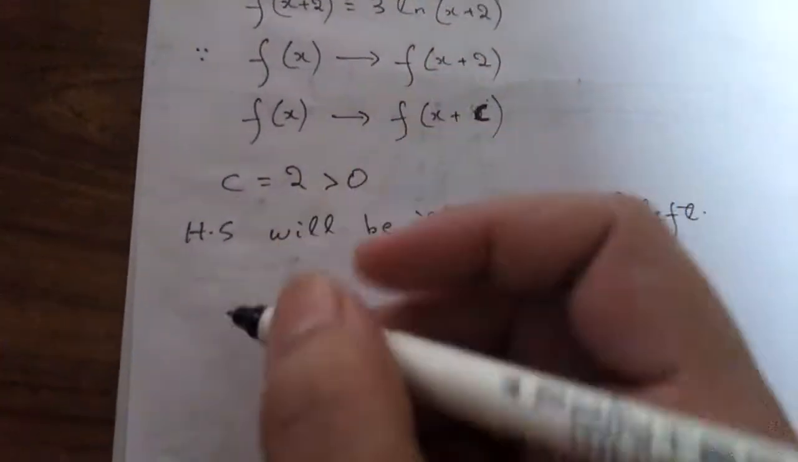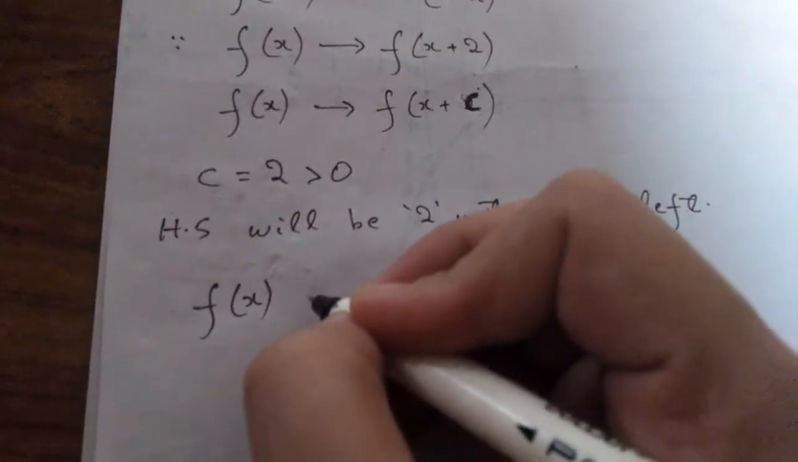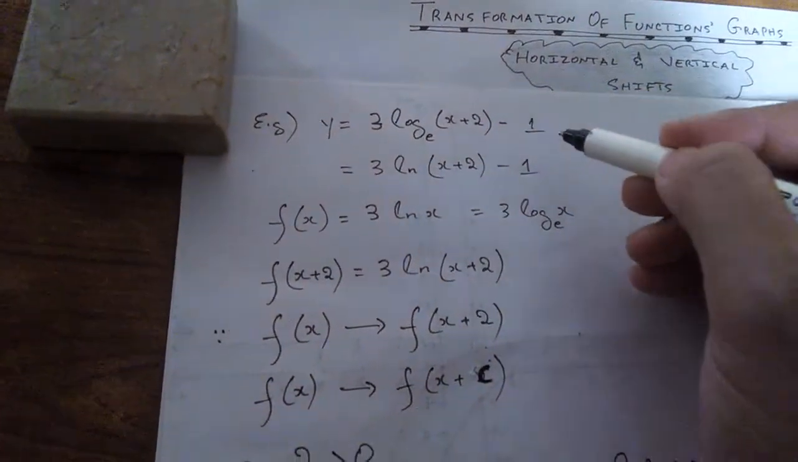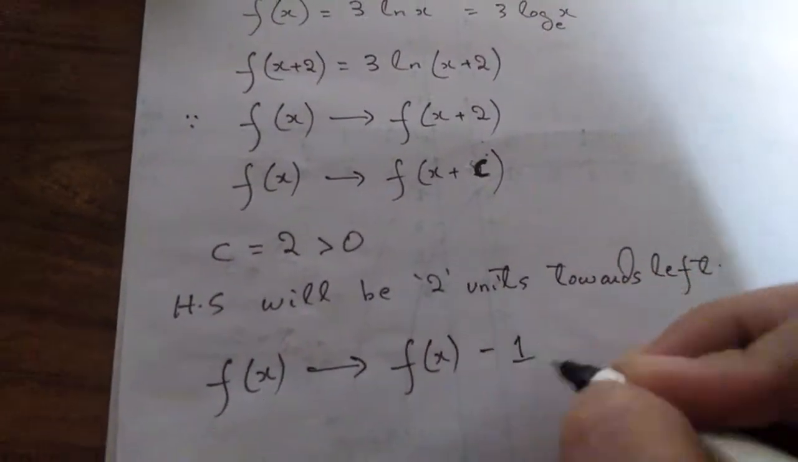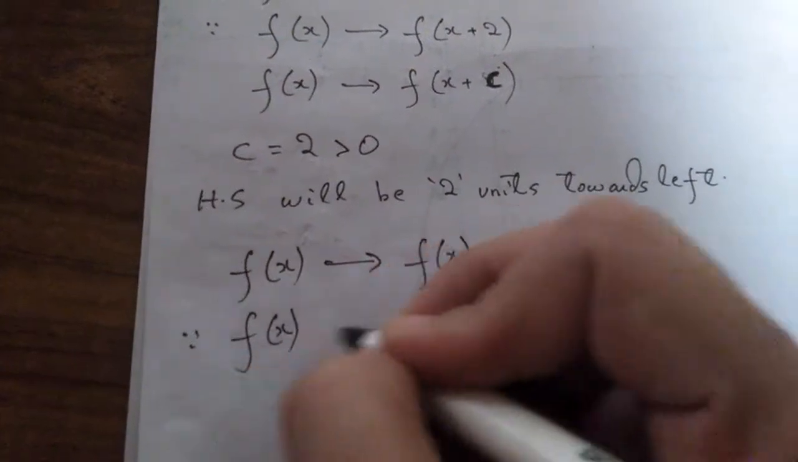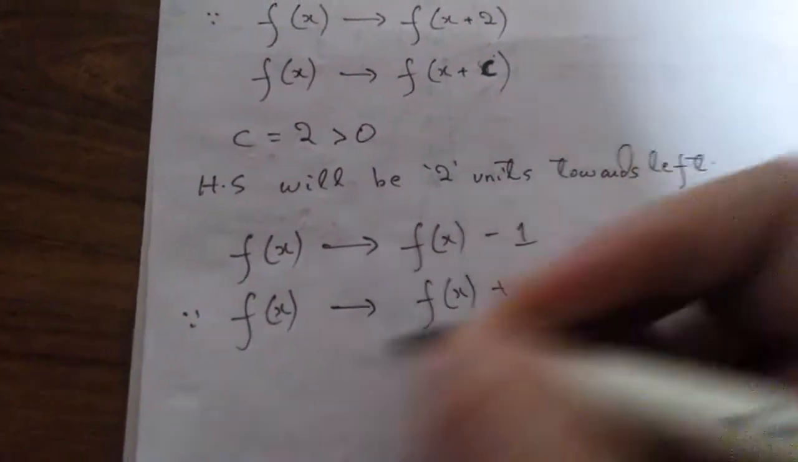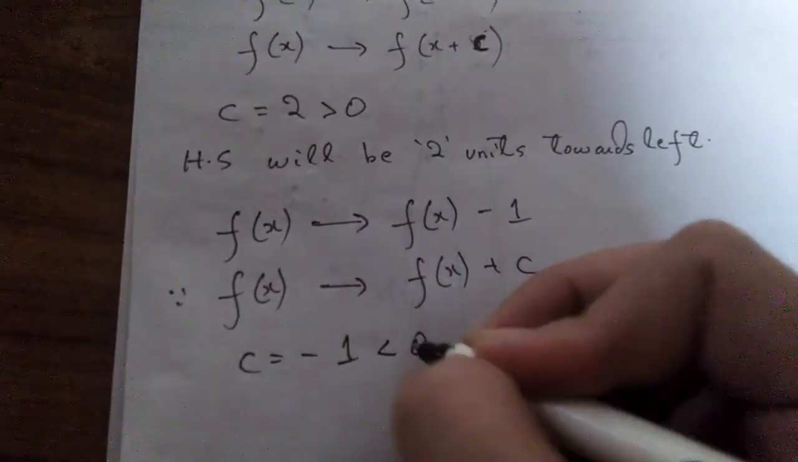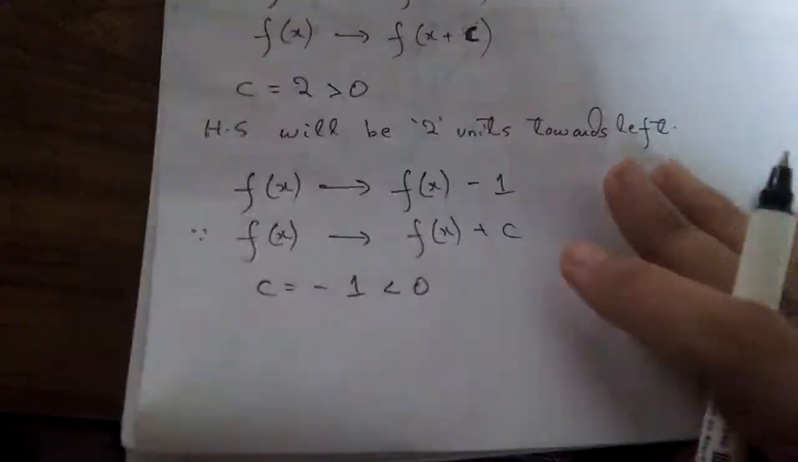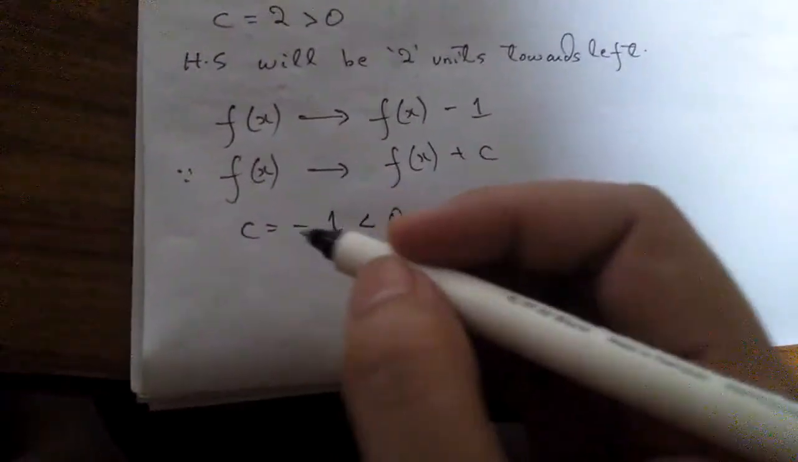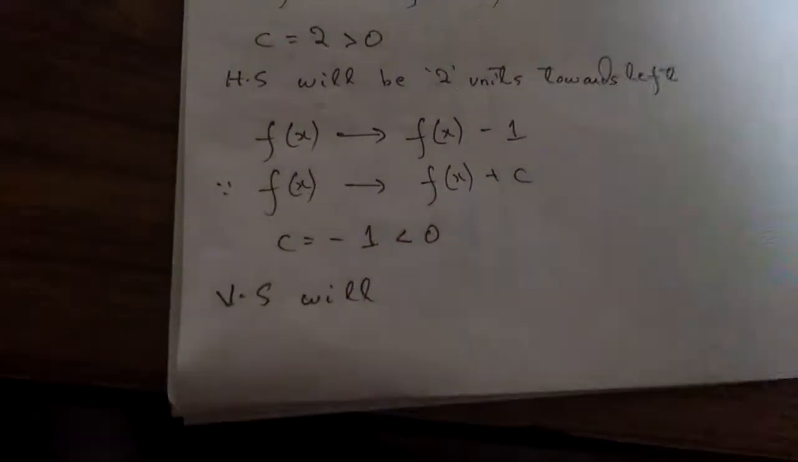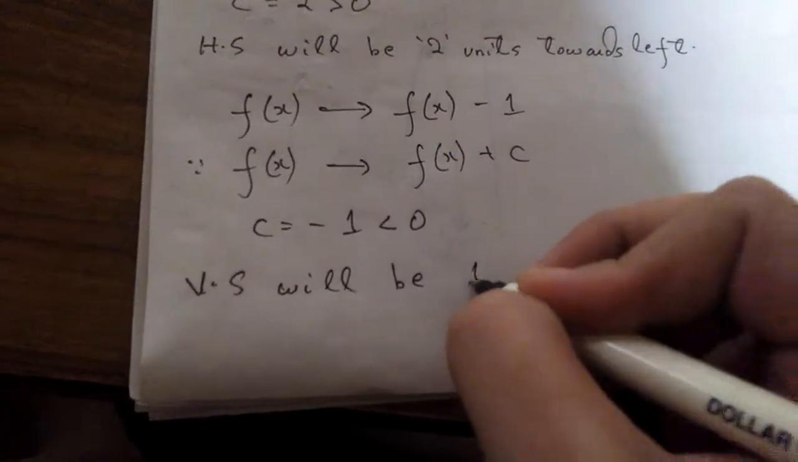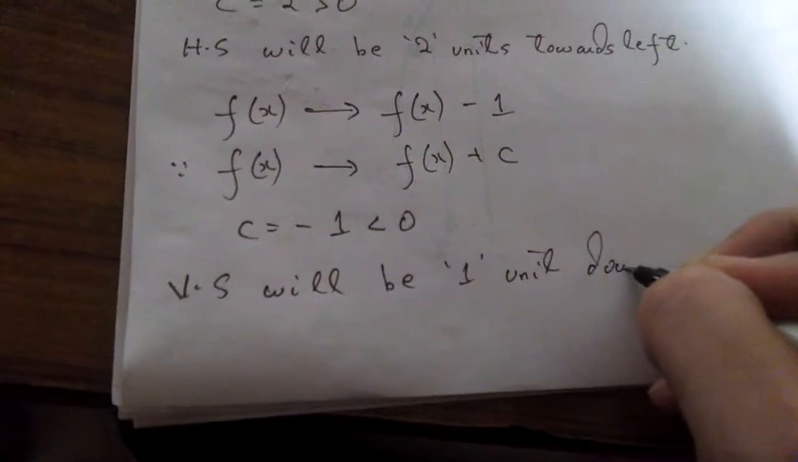And in the same function f of x, if we subtract or add something over here, so if I transform my f of x in this way, that I subtract 1 from this function, now you can compare this with the general form of your vertical shift, which is this. Here your c is -1, which is less than 0. So the vertical shift is going to be performed 1 unit downwards. If the value of c is negative in your vertical shift, then the transformation is going to be done downwards. The vertical shift will be 1 unit downward.